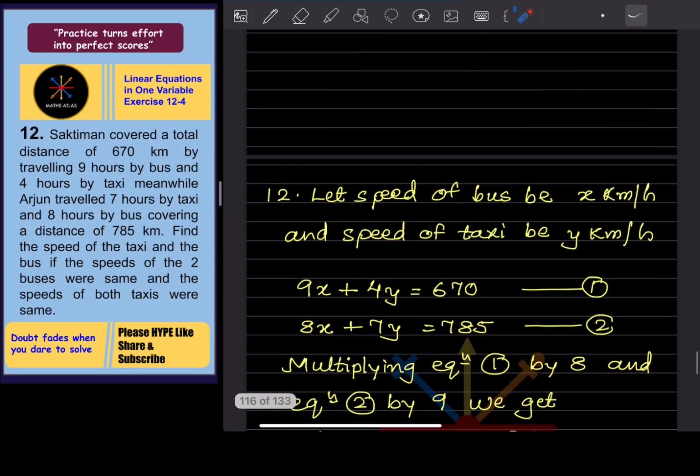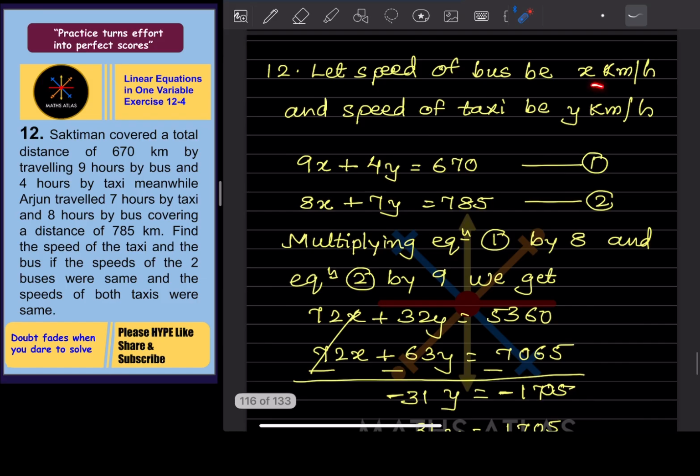The next one, Shaktiman covered a total distance of 670 km by traveling 9 hours by bus and 4 hours by taxi. Meanwhile, Arjun traveled 7 hours by taxi and 8 hours by bus, covering a distance of 785 km. Find the speed of the taxi and the bus if the speeds of the two buses were same and the speeds of both taxis were same. So now let speed of bus be x kilometer per hour and speed of taxi be y kilometer per hour.